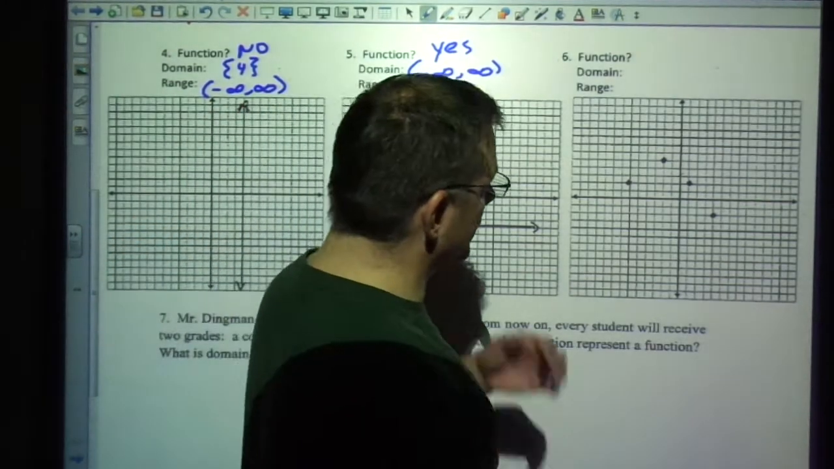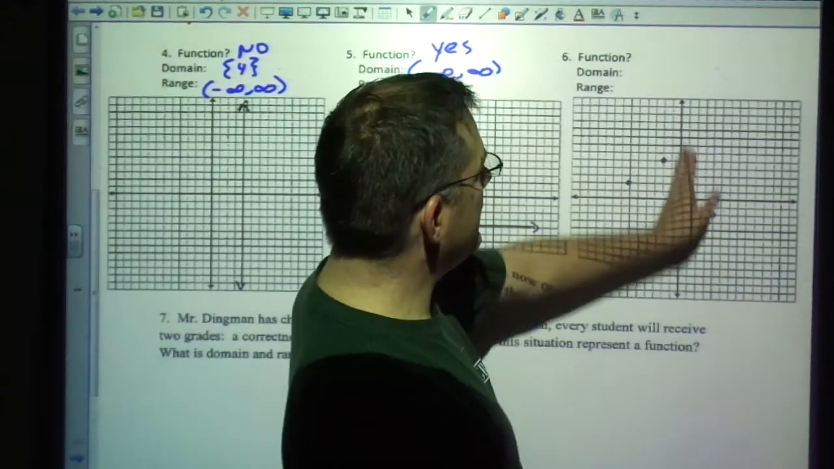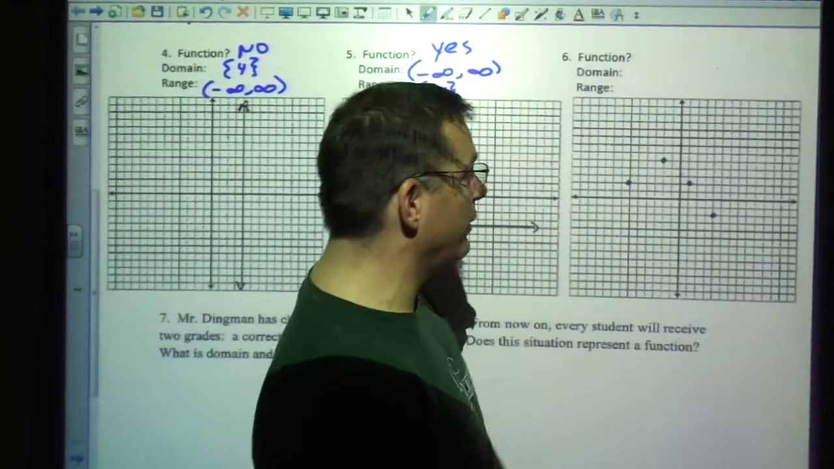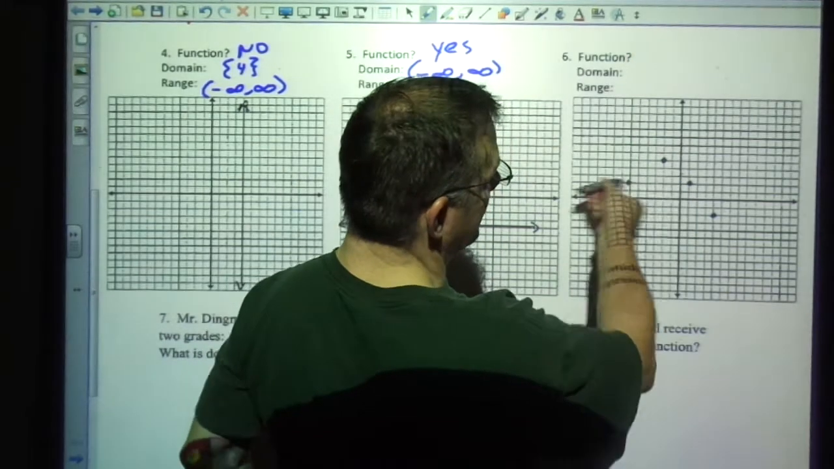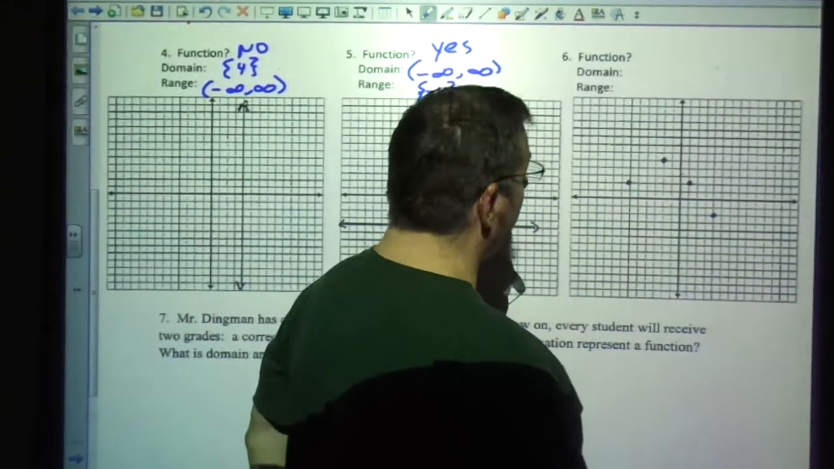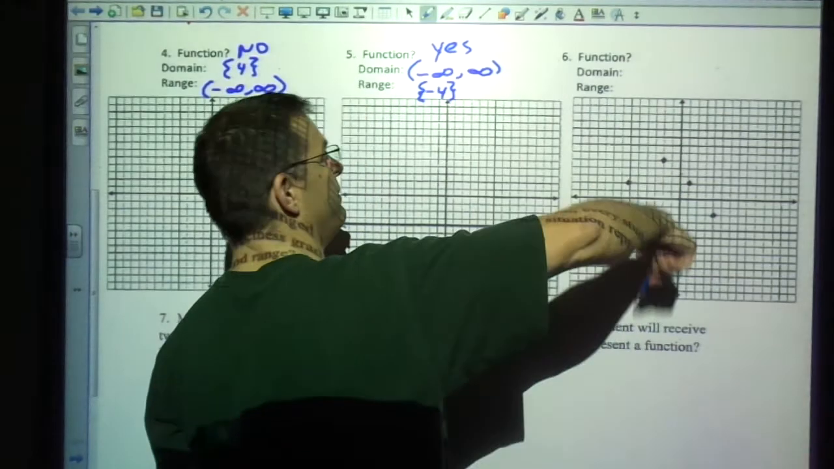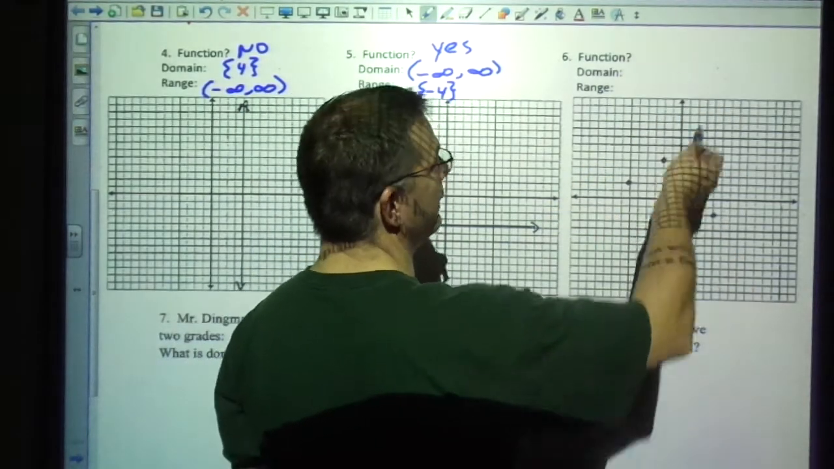Is this one a function? We look this way. Does any x value have more than one y value? No. You notice that this y value here has two different x values, but that's all right if one output has two different inputs. But does every input have only one output? Yes.